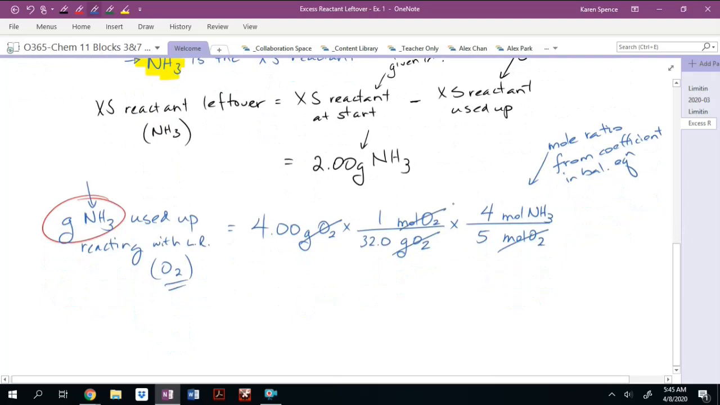Okay, so now that gives us our moles of NH3 that'll be used, and our final step is going to be to convert that into grams of NH3 per mole. And of course, for that conversion, we use the molar mass. Nitrogen is 14, hydrogen are each 1, so 14 plus 3 is 17.0 grams of NH3 per 1 mole. All right. And I'm going to cheat and look at my answer key. We get 1.70 grams of NH3 is used up.